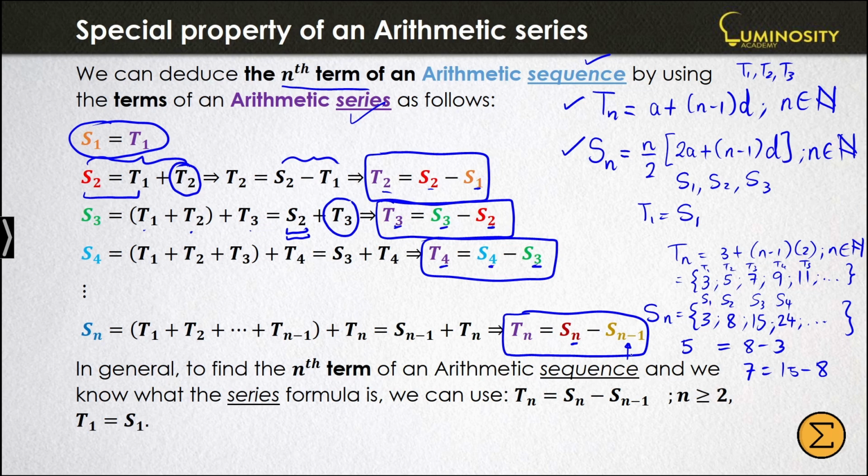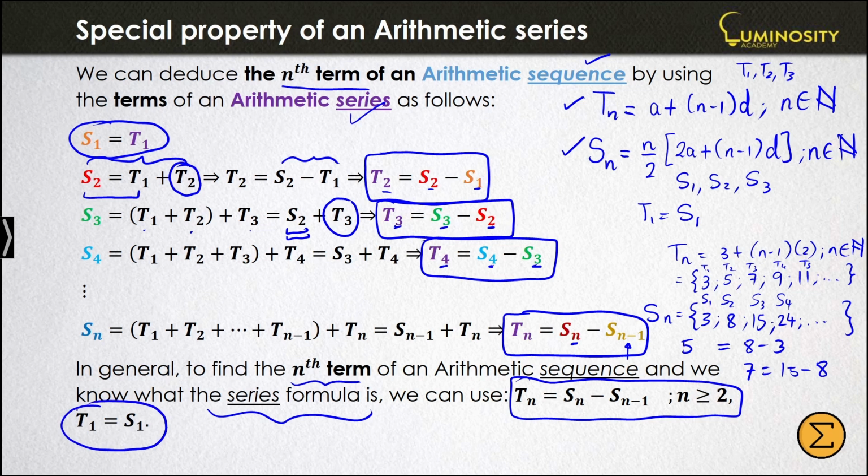So in general, if you want to find the nth term of an arithmetic sequence and we know what the series formula is, so if you're given a formula for the series, then you can use this formula here to work out the nth term, if you don't know what the general term of the arithmetic sequence is, but you know what the series formula is. I've written it like this: Tn equals Sn minus S(n minus 1). Just noting that this really starts at 2, and we note that when n equals 1, it's just T1 equals S1. So the sum of the first term is just the first term itself, T1.